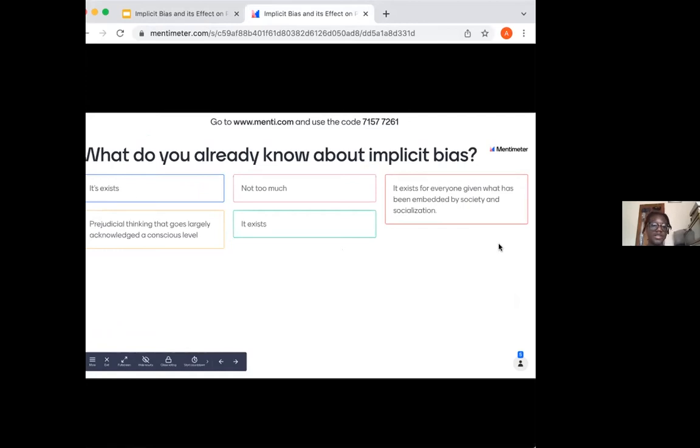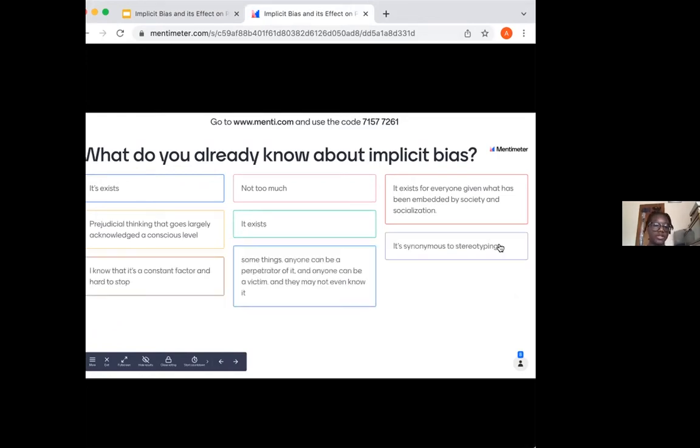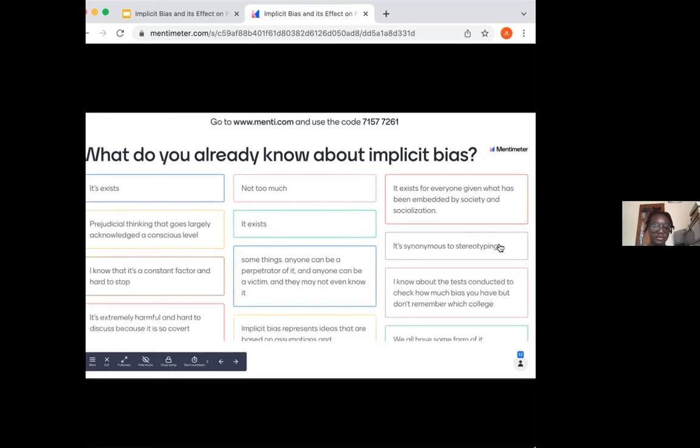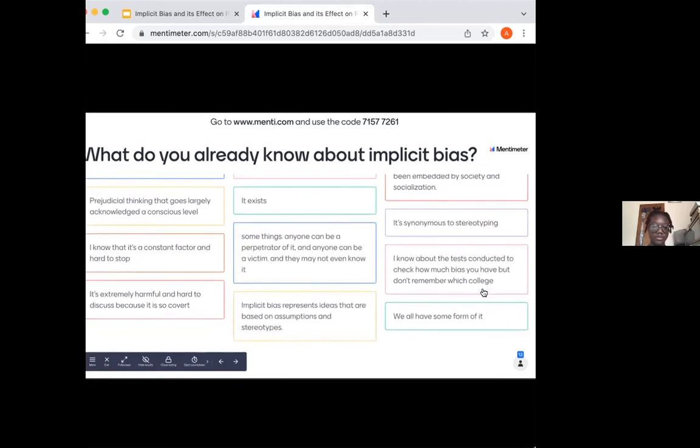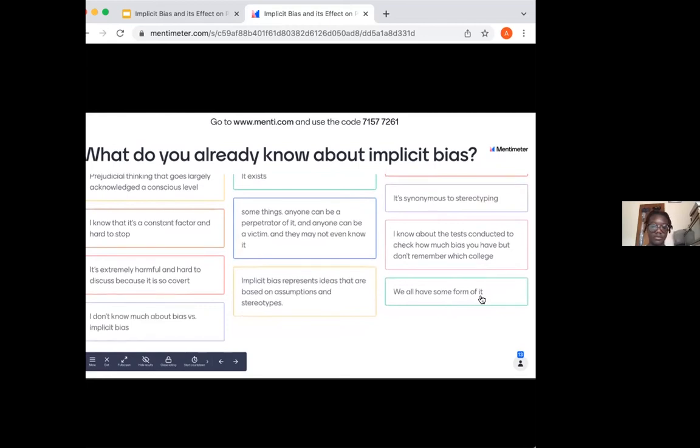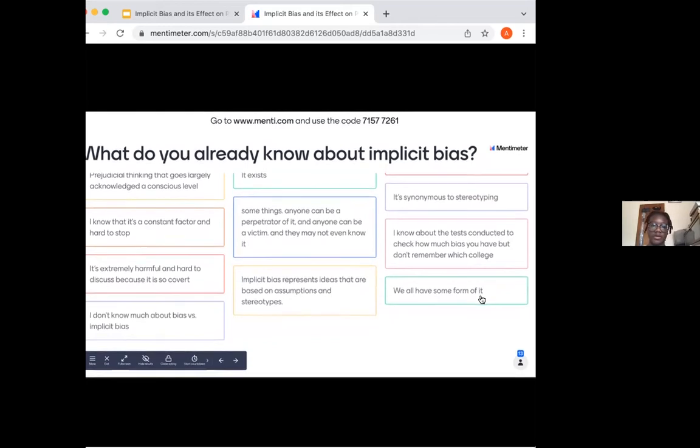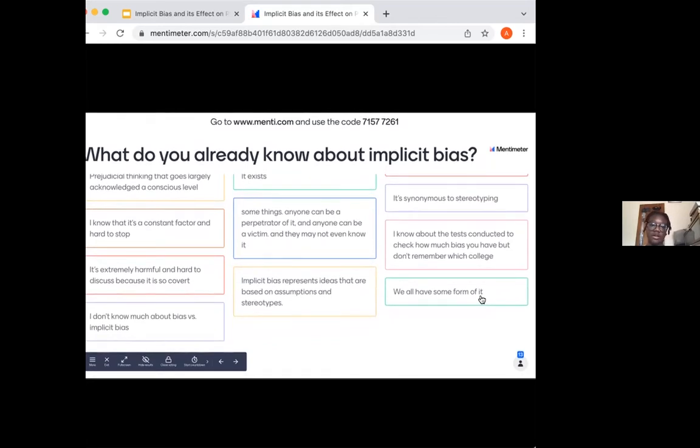Yeah, so implicit bias is prejudicial thinking that goes largely unacknowledged. It's like not conscious. Yeah, there are tests conducted to check how much bias you have. There is one hosted on, I think, Harvard's website. Yeah, we do all have some form of it.